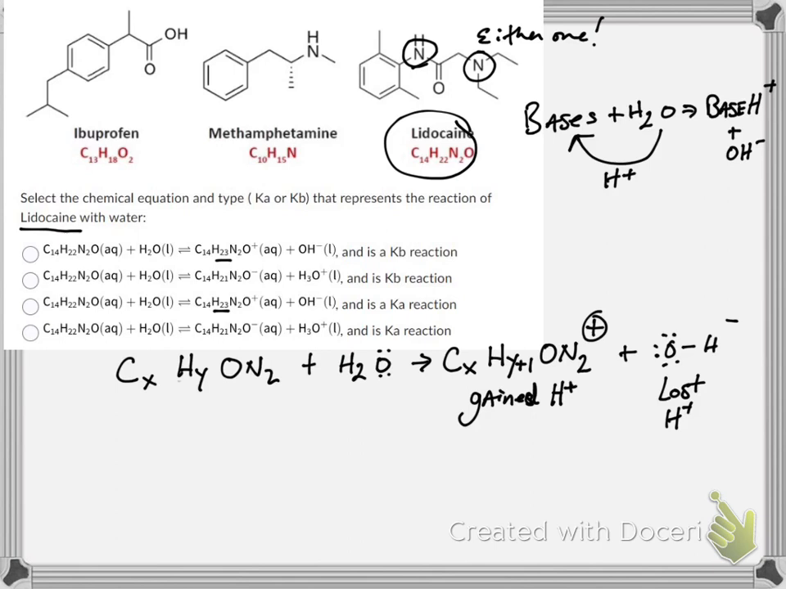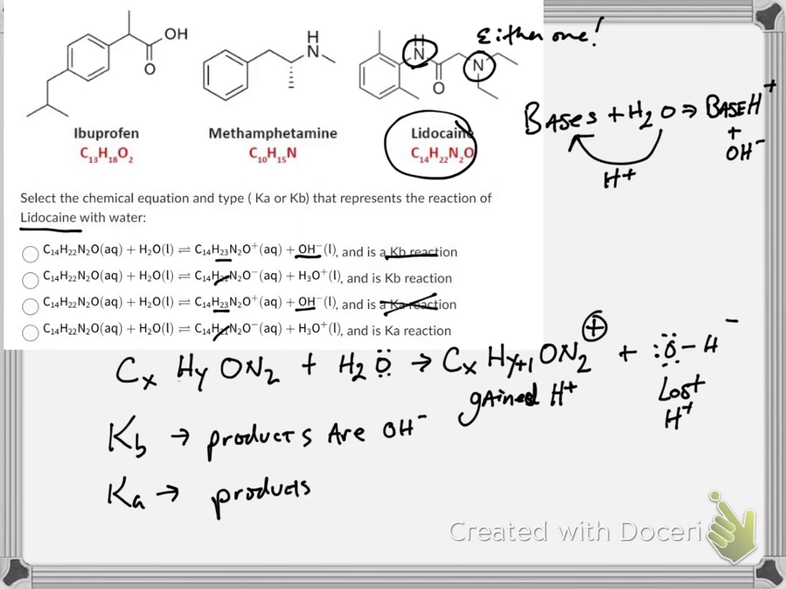And in this case, because we're producing hydroxide ion, we know we have a Kb reaction. So Kb, the equilibrium constant Kb, always produces a hydroxide ion. Ka always has products that include H3O plus. So that's one of the ways to remember, is it Ka or Kb? The question is, okay, well, what's the product? Is the product hydroxide? Then it's Kb. The product is hydronium. It's Ka.